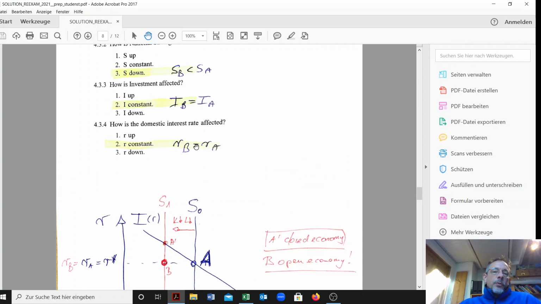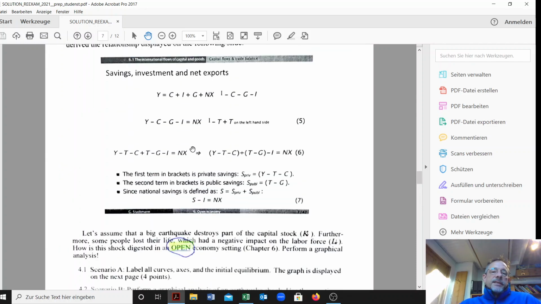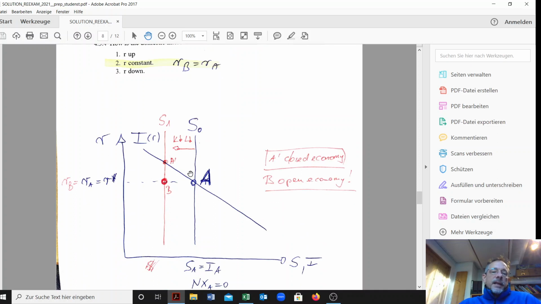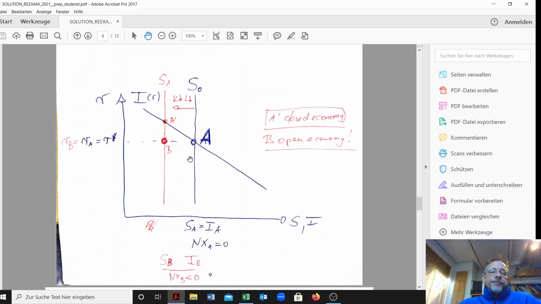When the earthquake occurs, private saving is affected because GDP decreases, so the saving possibilities have changed, and therefore the saving curve will shift to the left. This is shown in this graph. The saving curve shifts to the left because capital and labor decrease and GDP decreases.